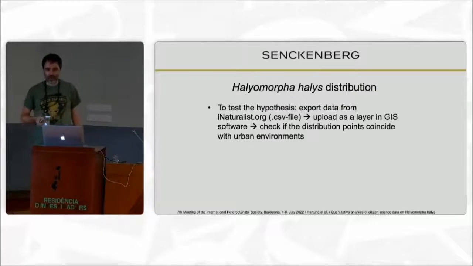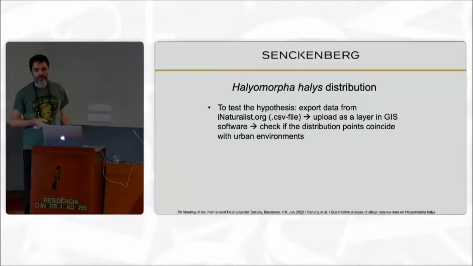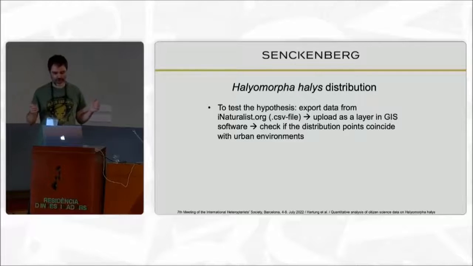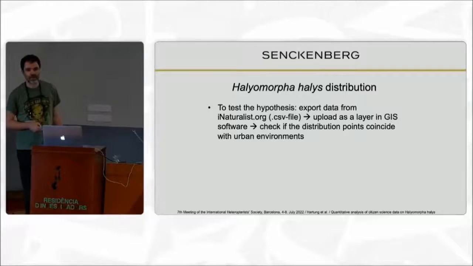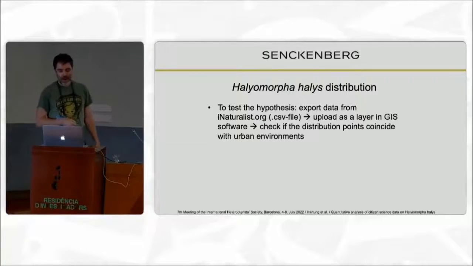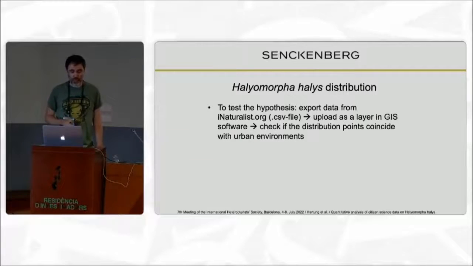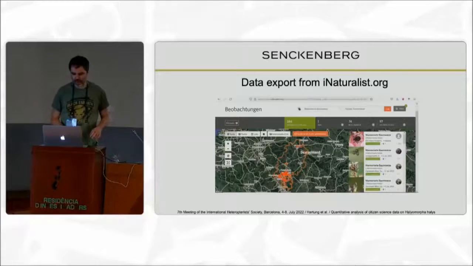iNaturalist allows you to export the data as an Excel file, and you can export up to 200,000 records, a huge amount of data. So I exported them, selected them, uploaded them as a layer in GIS software, and then I just checked if the distribution points coincide with urban environments. Just a little details here, maybe some of you are interested.